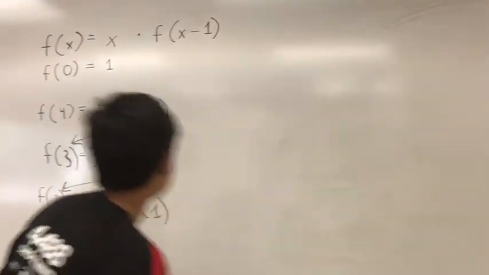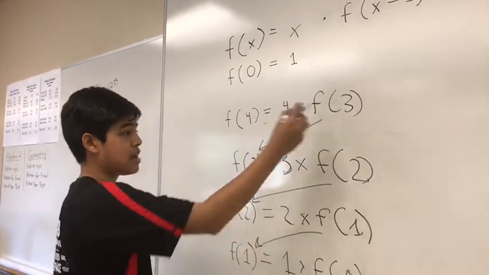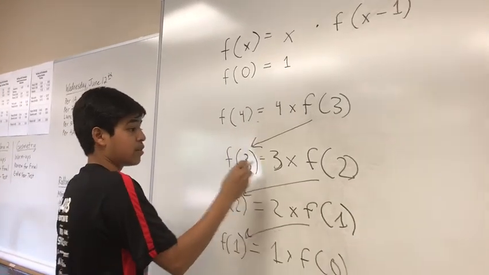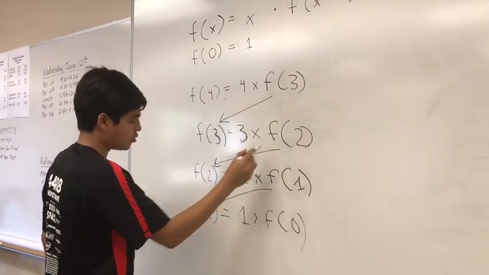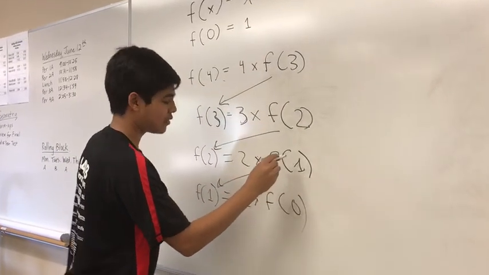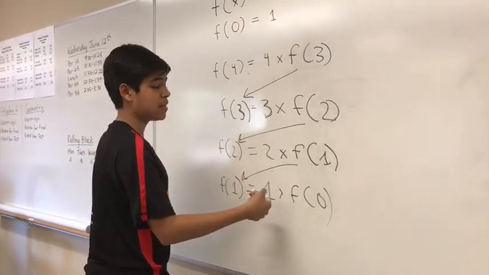So, let's evaluate this. f(4) is equal to 4 times f(3). Now we slide down and we have to evaluate f(3). f(3) is equal to 3 times f(2). We have to slide down once more and evaluate f(2). f(2) is equal to 2 times f(1), and we have to slide down again and evaluate what f(1) is, and that f(1) is equal to 1 times f(0).